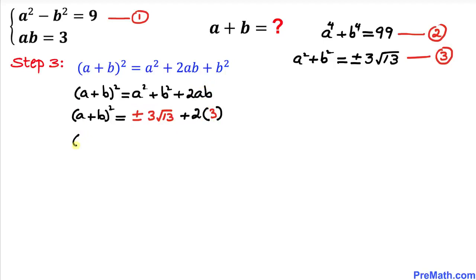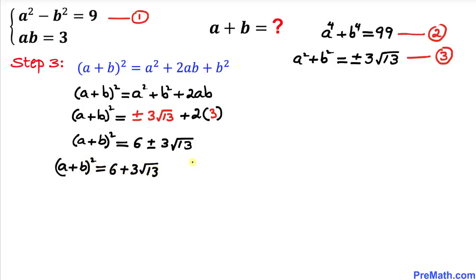So this equation is going to become (a plus b) whole square. Let me go ahead and take care of this one first. 2 times 3 is 6, and then I'm going to write down positive or negative 3 times square root of 13. We can write this one as (a plus b) whole square equal to 6 plus 3 times square root of 13, and the other value is going to be (a plus b) whole square equal to 6 minus 3 times square root of 13.